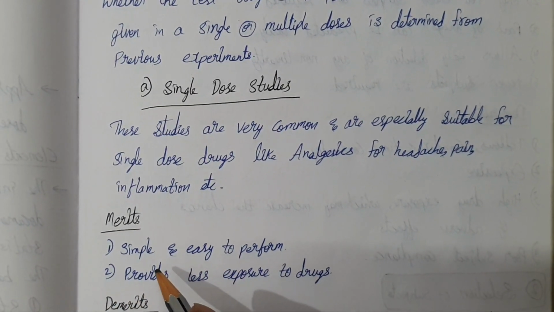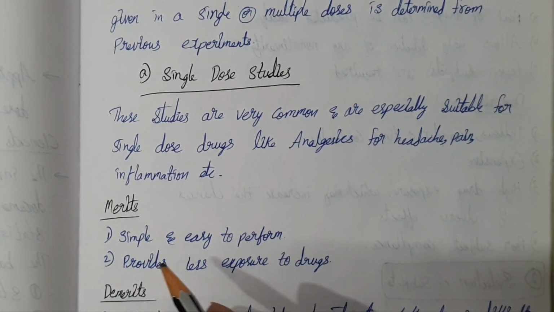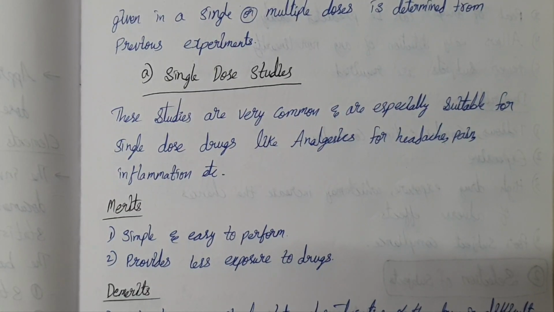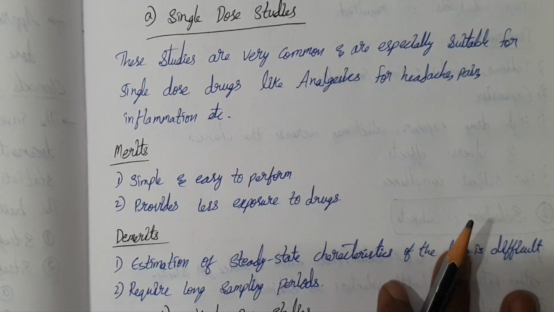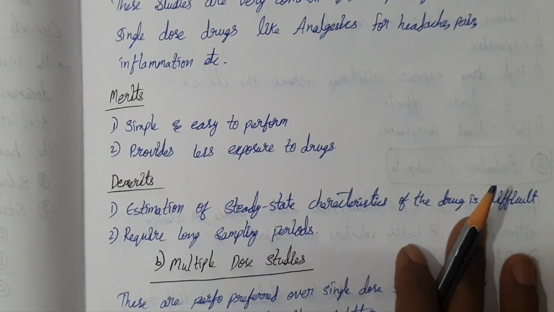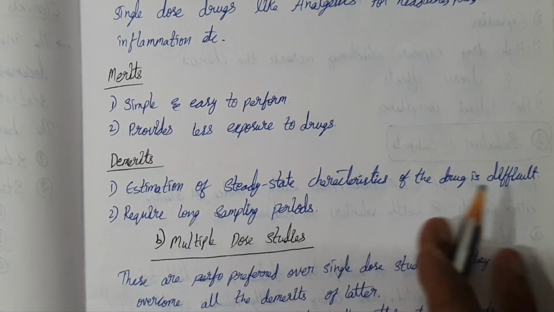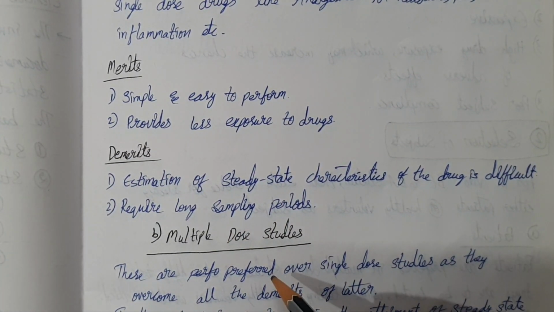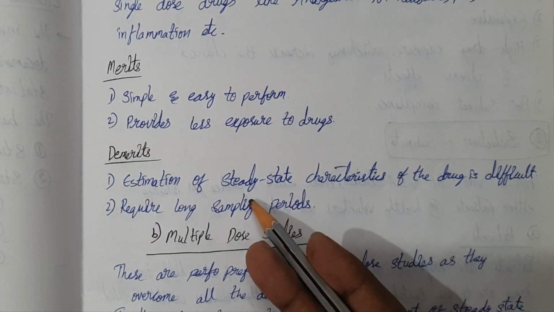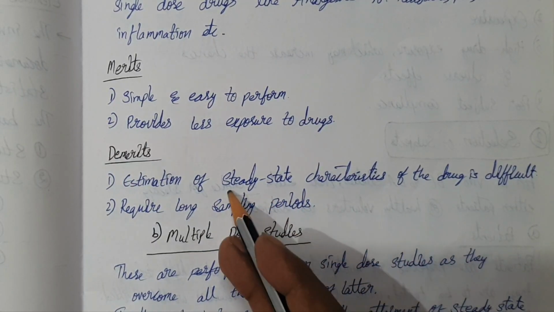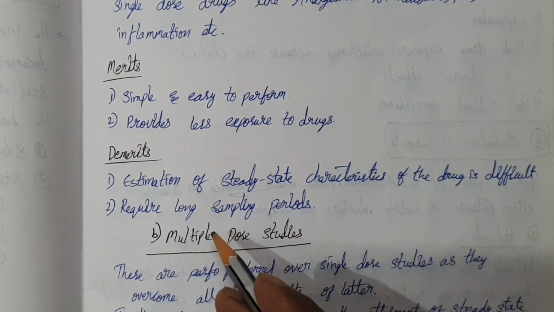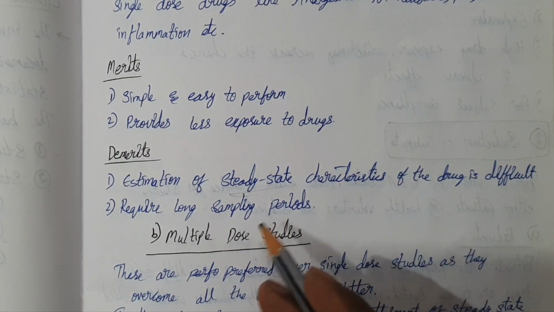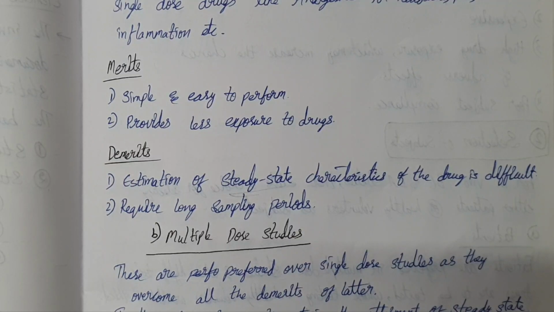Merits of single dose studies are they are simple and easy to perform. Subjects are exposed to less drug, reducing the risk. Then we have the demerits of single dose studies. They cannot estimate steady state drug levels. They require a longer sampling period to capture the drug behavior.